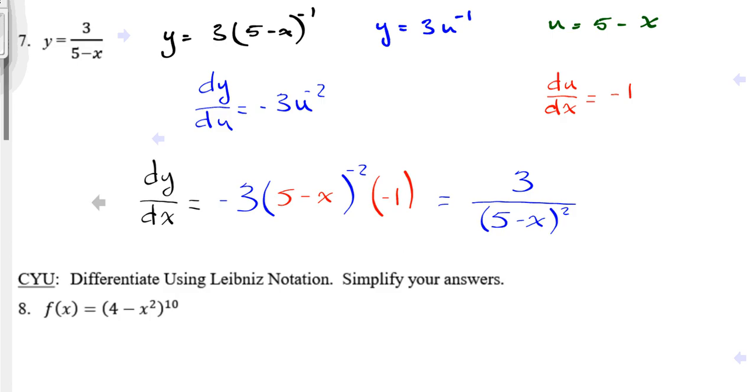All right. The rest of this page is check your understanding. Some of you are already working on it. I'll give you a head start, and then I'll start pulling out my answers.